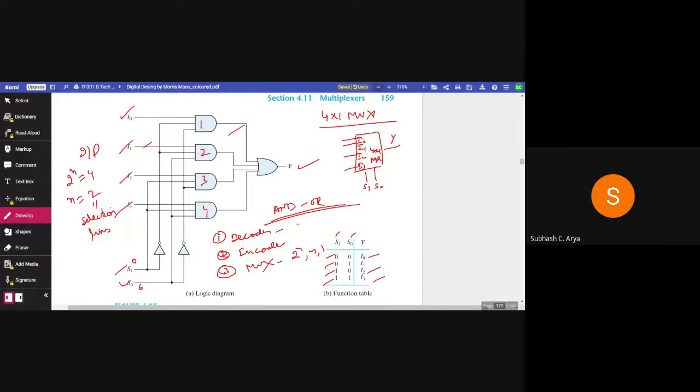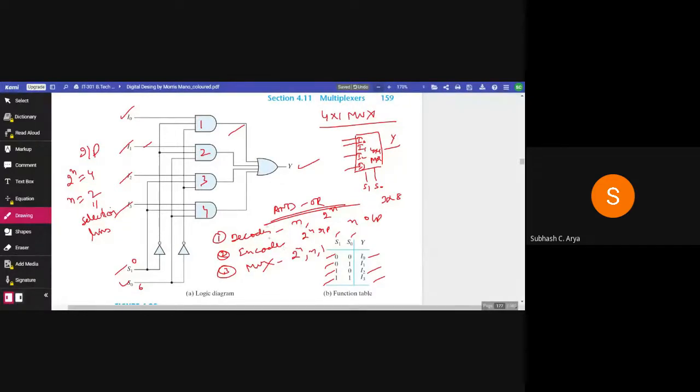In decoder, we were having n input lines and 2 to power n output lines, like a 3 to 8 decoder. Okay, and the reverse of decoder is the encoder. It means we will have 2 to power n input lines and n output lines, like octal to binary encoder or something like that. This kind of thing we have studied, and more specifically as an example, the priority encoder.